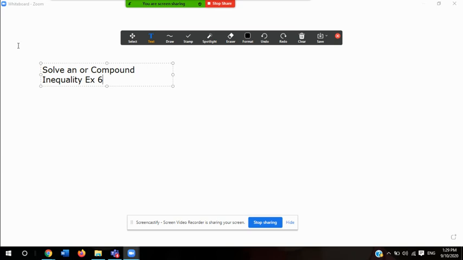And we're going to look at this. The first problem that we have is 3x plus 5 is less than or equal to 11.